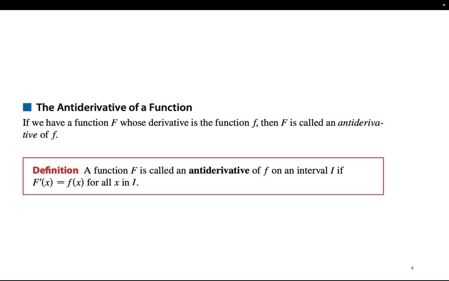We've been talking about derivatives for a while now. And so here's the definition for an antiderivative. Essentially, if you have a function big F whose derivative is the function little f, then the big F function is called an antiderivative of the little f function. Again, big F is an antiderivative of little f on the interval I if when you differentiate the big F, you get the little f on that interval.